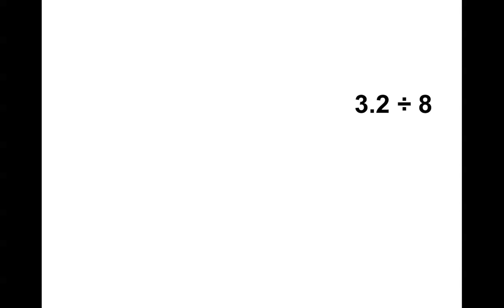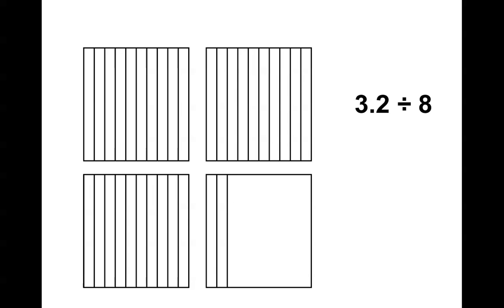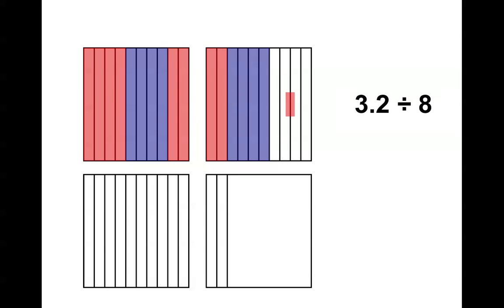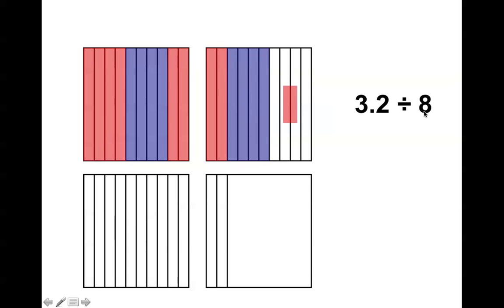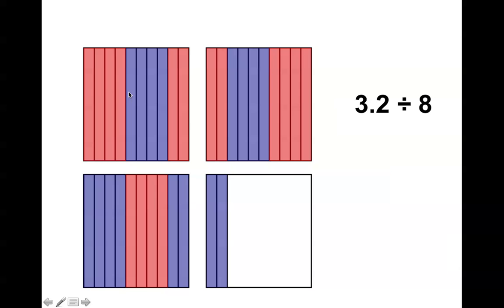If I were to do this problem, 3.2 divided into 8 groups, notice, here's 3.2. Let me back this up a little bit, sorry. Notice 1, 2, 3, and 2/10. And if I were to divide this into 8 groups, how many pieces would be in each group? Well, let's see. Notice 1, 2, 3, 4 in this group, 1, 2, 3, 4 in this group, and if you notice, there are 4/10 in each group. That's why the answer is 4/10.